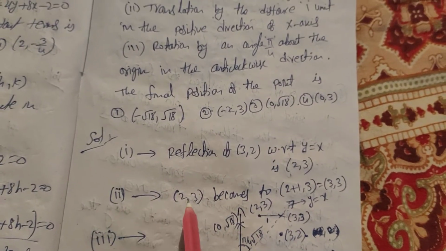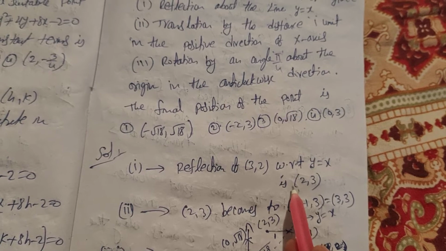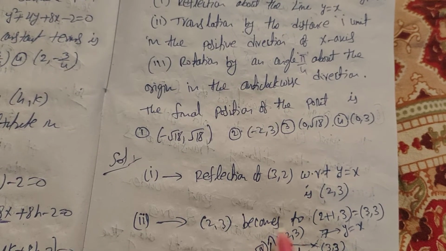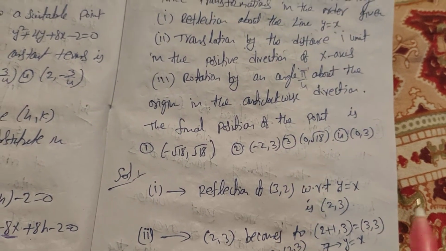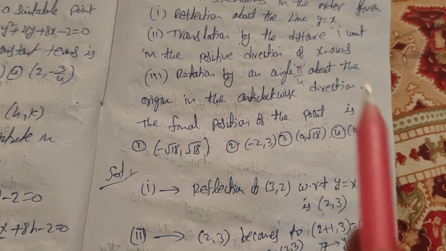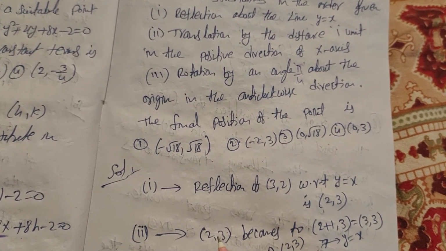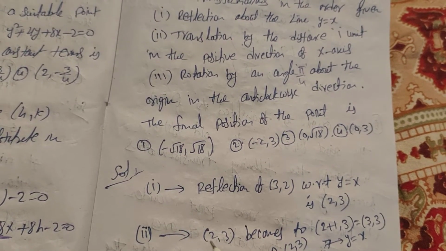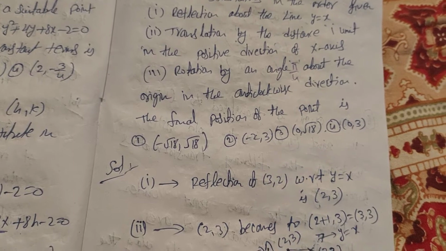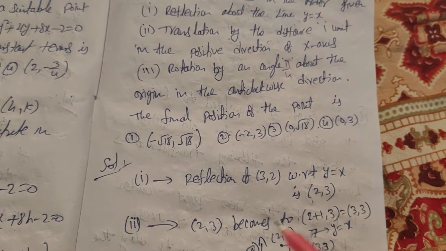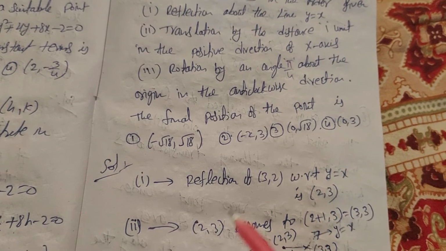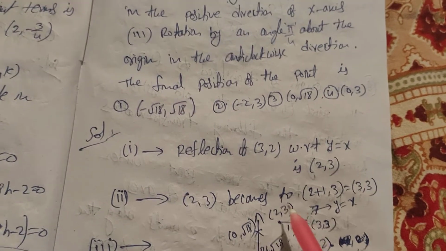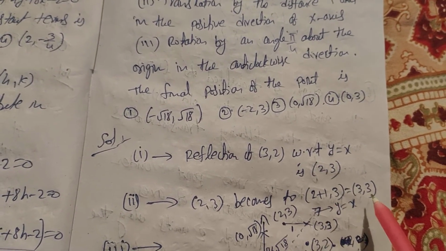Now the second condition: translation by a distance of 1 unit in the positive direction of the x-axis. After the first one is completed, our (3, 2) becomes (2, 3). Moving 1 unit in the positive direction of the x-axis means add 1 to the x coordinate. If he is asking the negative direction of the x-axis, subtract 1 from the x coordinate. If he is asking the positive direction of the y-axis, add those units to the y coordinate. Negative direction means subtract from the y coordinate. So here adding means (2 plus 1, 3), that is equal to (3, 3).